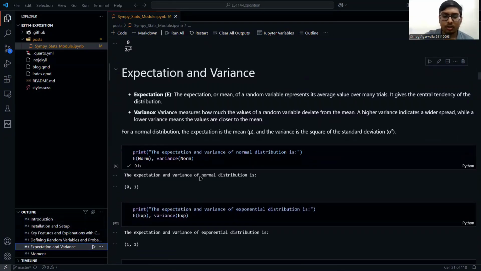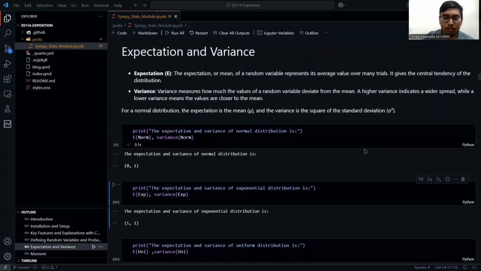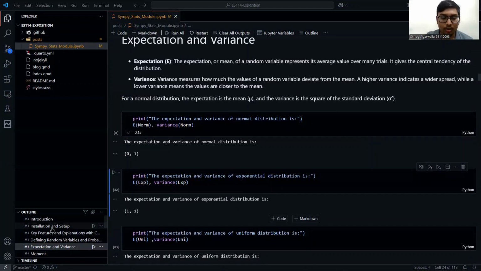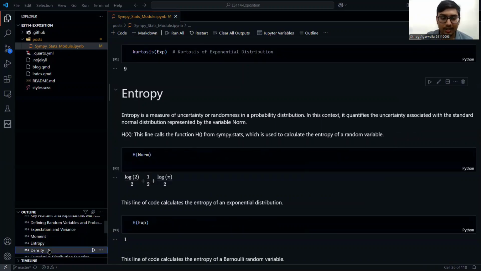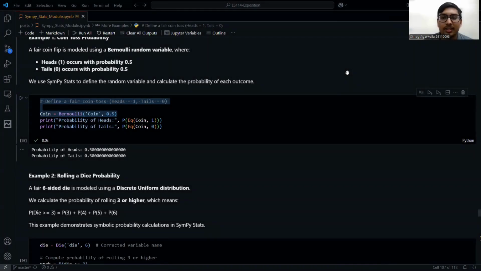SymPy Stats also allows us to compute key statistical properties like expectation and variance. The expectation of norm is 0, matching the mean of our normal distribution, and the variance is 1, corresponding to the standard deviation squared. Other key features of the module include the moment, entropy, density, and cumulative distribution functions, and many more. Now that we understand the basics, let's apply SymPy Stats to real-world examples.